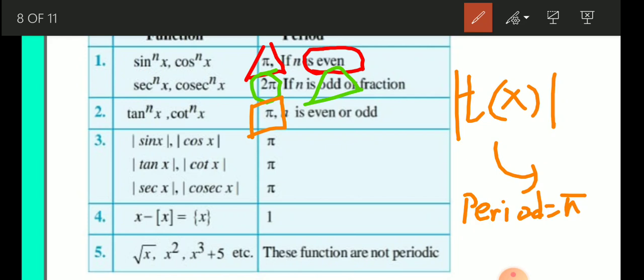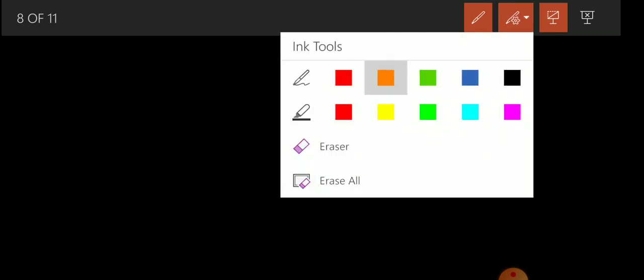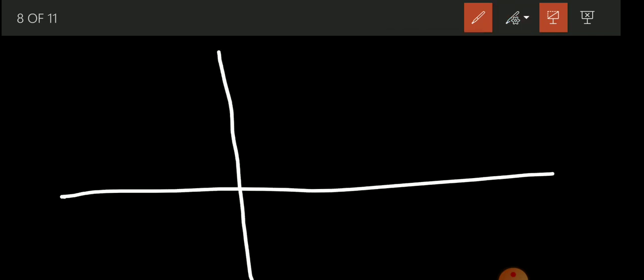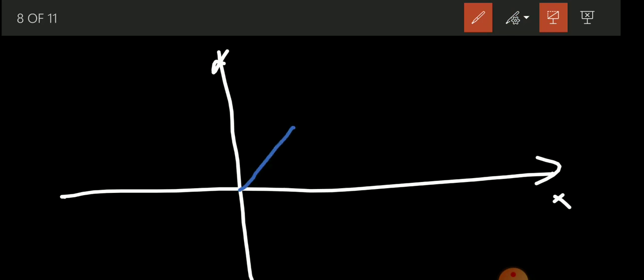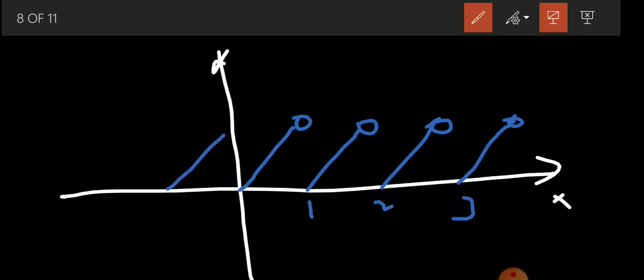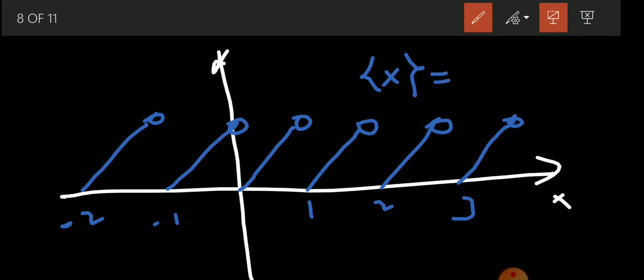But here, x minus [x], this is the fractional part of x. Let me make the diagram. Let me draw the graph over here. So the graph of f(x) equal to {x}, you see. This is the x-axis, this is the y-axis here. The graph of this one, okay, 1, 2, 3, and here this is -1, and this is -2. So this is the graph of the fractional part of x, which is also defined as x minus [x].